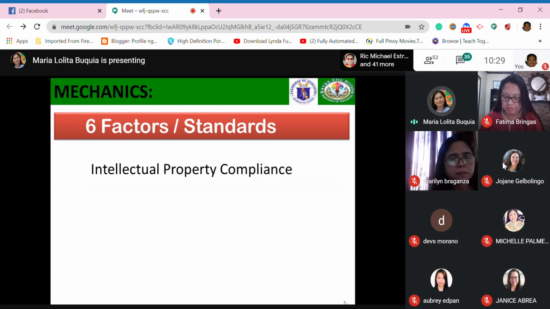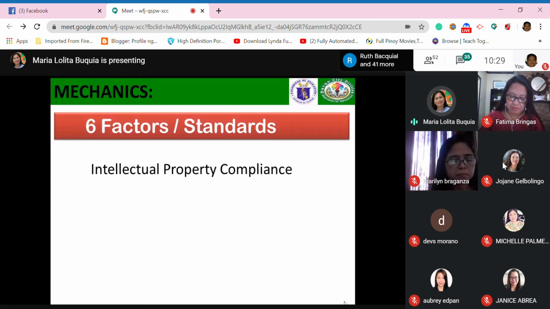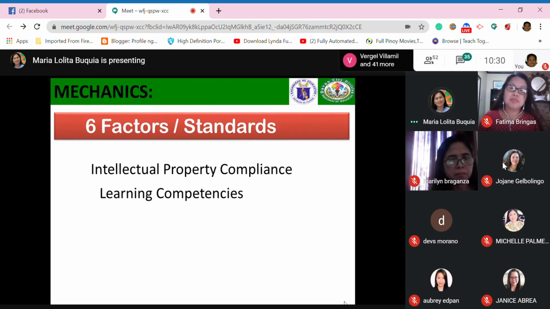The first one is the intellectual property compliance, and this includes the copyright violations, the proper and accurate citations of copyrighted text and visuals. Ma'am Janice will be discussing further on this intellectual property compliance. The second one, the learning competencies, that's the second factor. This somehow creates a big impact on our LR because this is all about the alignment of the content of the module or our LR with the MELCs. So evaluators have to be very careful on this, and we all know how important this alignment is.